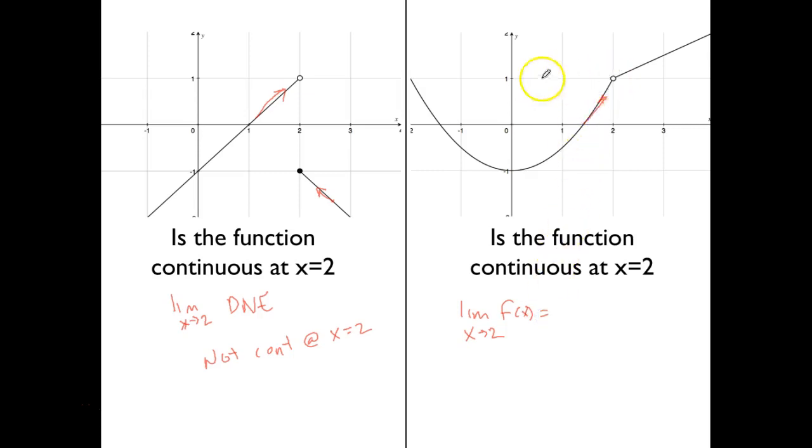From the left, it approaches 1. From the right, it approaches 1. Okay, it does have a limit. It's 1. Now let's see if it has a point. F of 2. Well, it doesn't look like I have a point anywhere on here. So there is no point. The point doesn't exist. So not continuous at x equals 2.